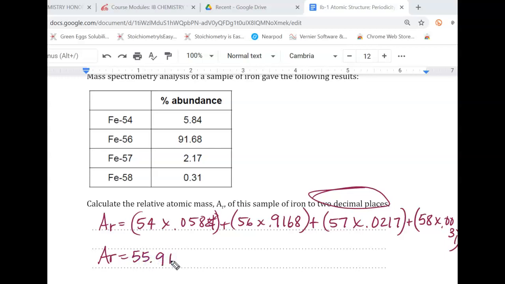55.91. You only got 1 point if you wrote 55.911. So it did say to 2 decimal places. So if you just looked at the periodic table and read the answer off the periodic table, you wrote 55.85, and you did not receive any credit for that because you did not do the calculation, so you did not get the correct answer.